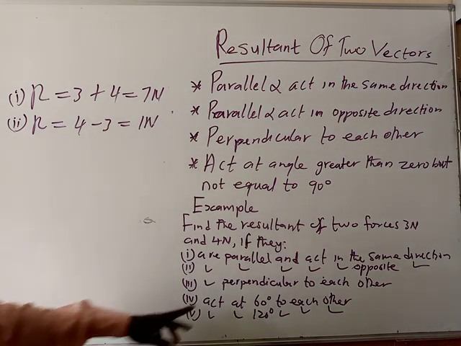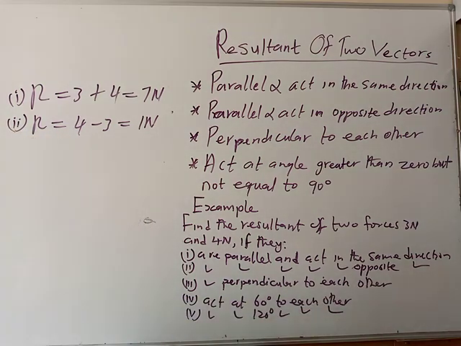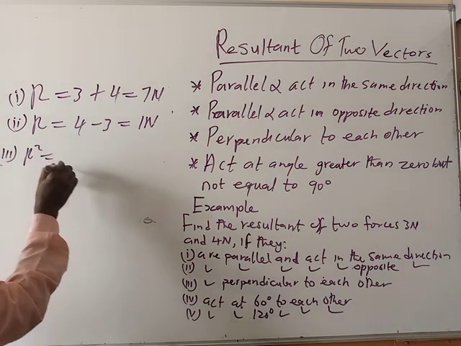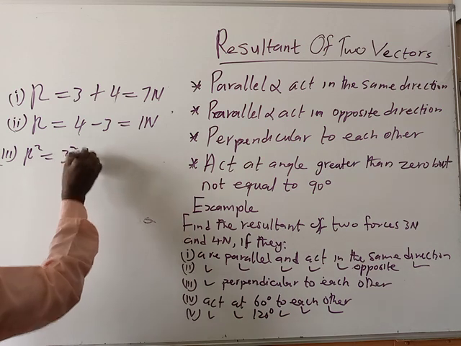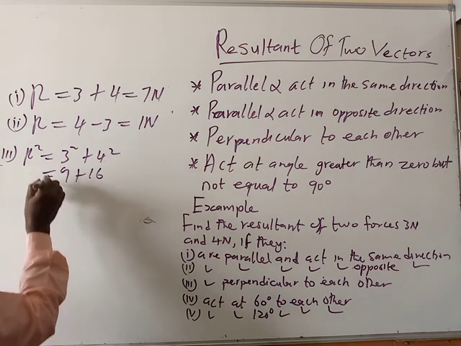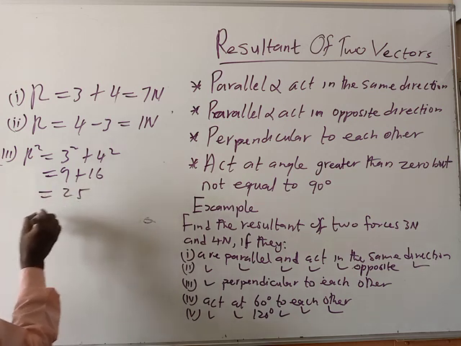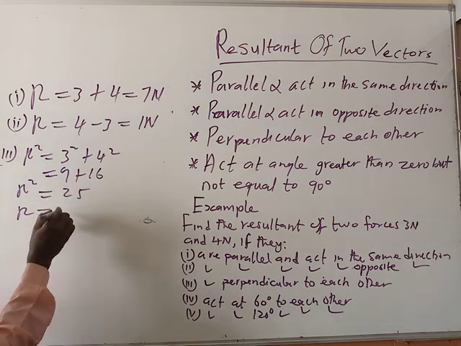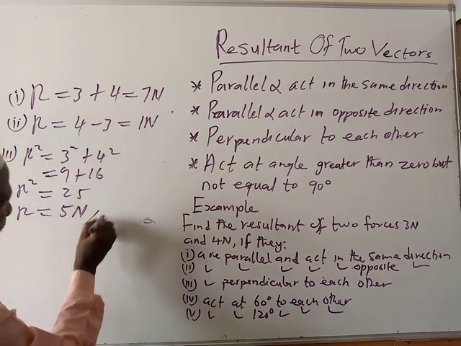Now, what if they are perpendicular to each other? When they are perpendicular to each other, we apply Pythagoras theorem. In that case, number 3, we have R squared is equal to 3 squared plus 4 squared, which is equal to 9 plus 16, so we have 25. Then R is equal to the square root of 25, which is equal to 5 Newton.